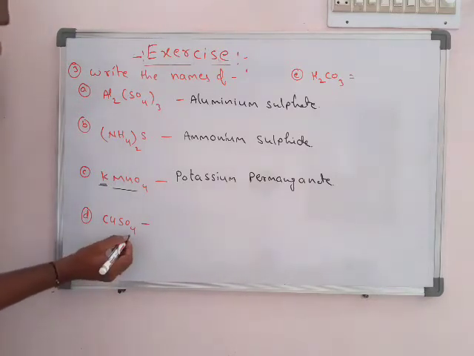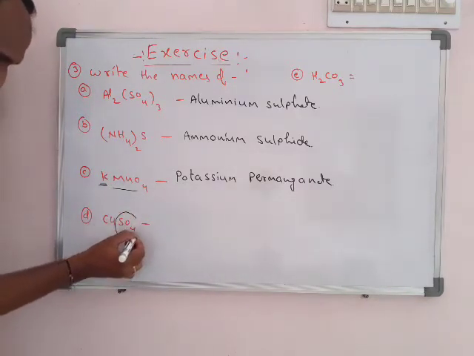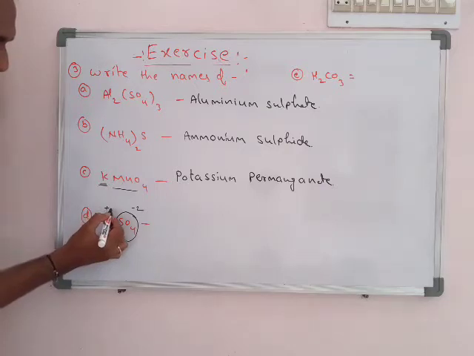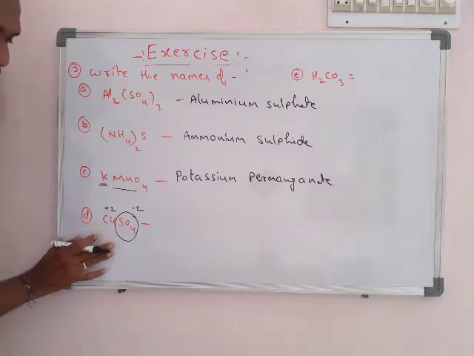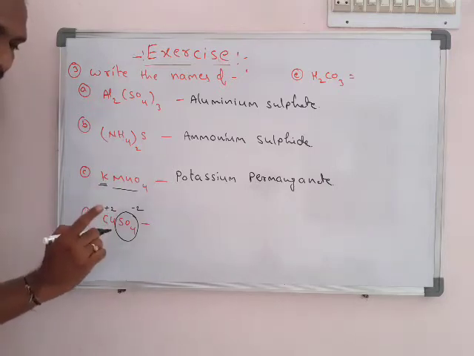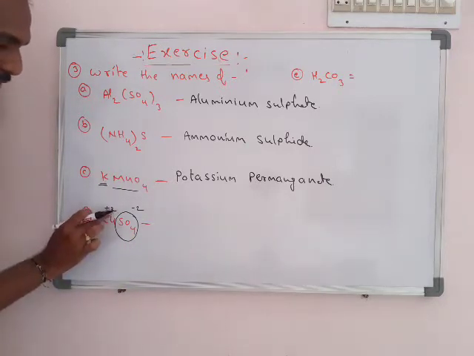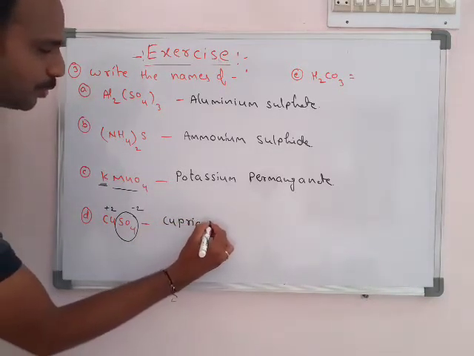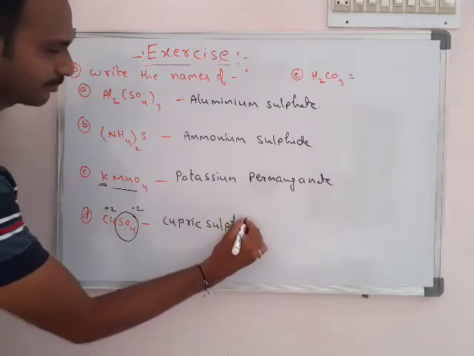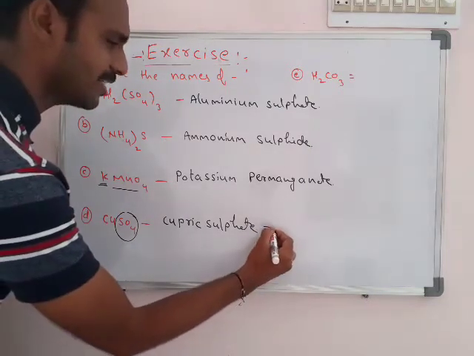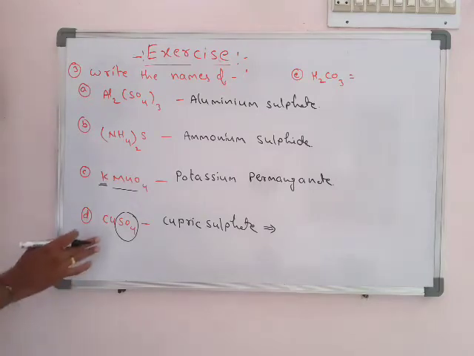See the copper sulfate, CuSO4. Here what is the charge of SO4? We must know this. SO4 has charge -2. So automatically copper will get how much? It's +2. So +2 means it's cuprous or cupric? Copper has two possibilities. If the charge is +1, that is cuprous. Here it is +2, that is called cupric. Cupric sulfate. Or generally it is also written as copper sulfate.